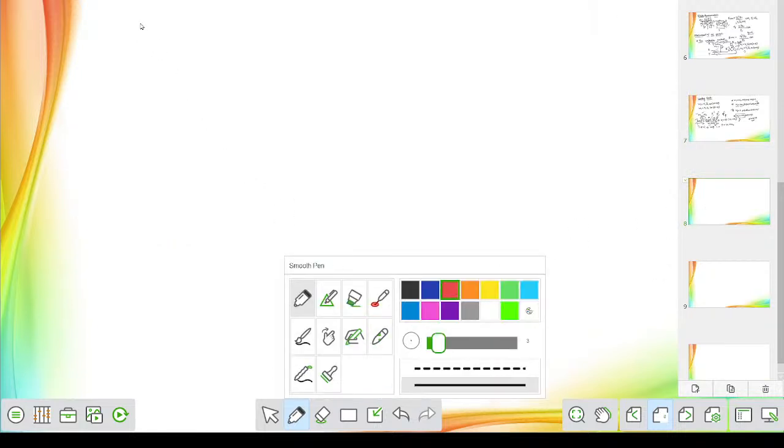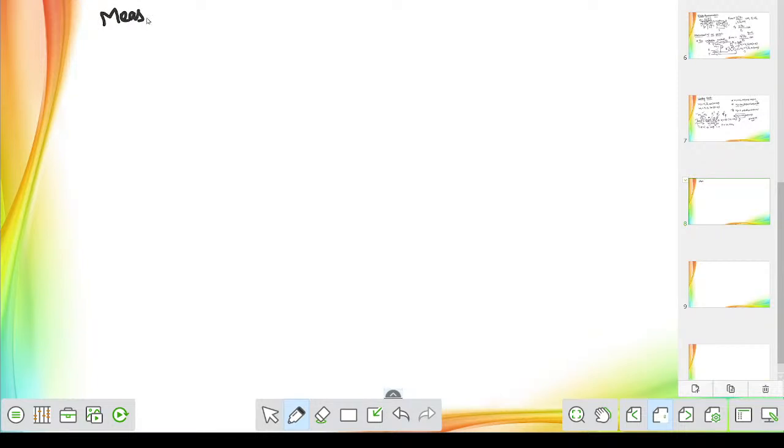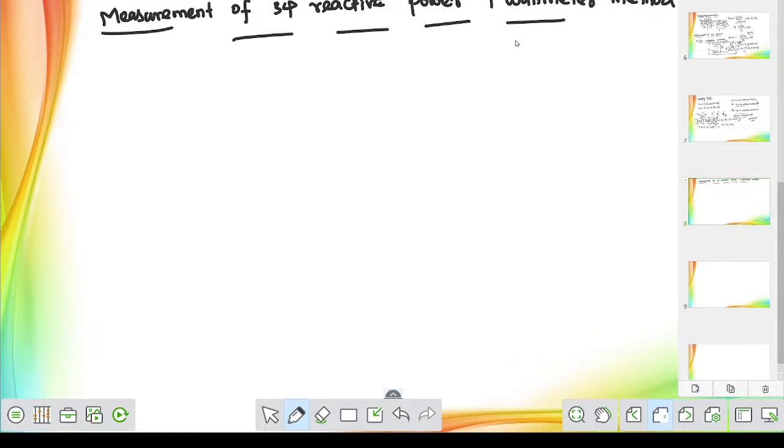Write down, measurement of three-phase reactive power using single wattmeter method. This is the beauty, na? Most important topic. If they are asking like this, then what is the formula to obtain the total reactive power that is supplied by, read by the wattmeter?